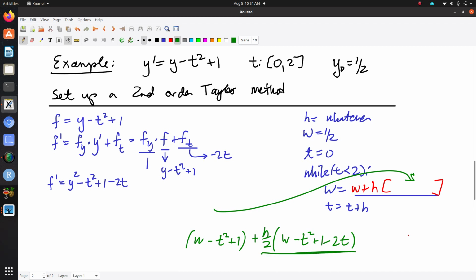Again, this is really just the second derivative of y. The reason you only have one h instead of h squared over 2 is because the other h is over there, outside of the expression.